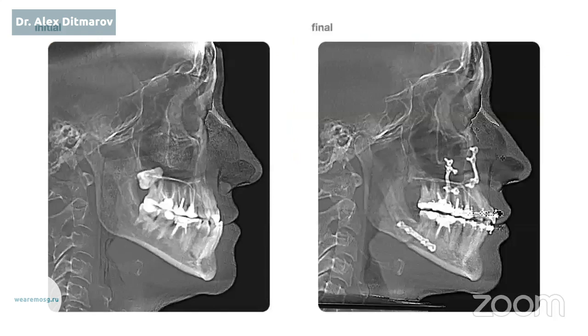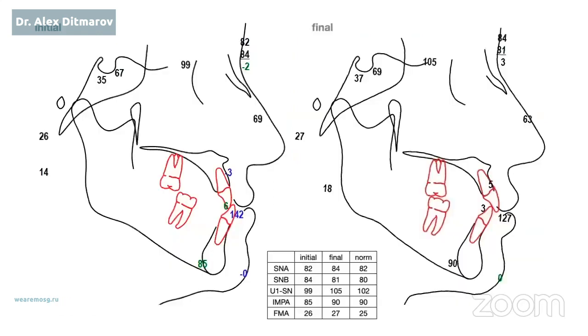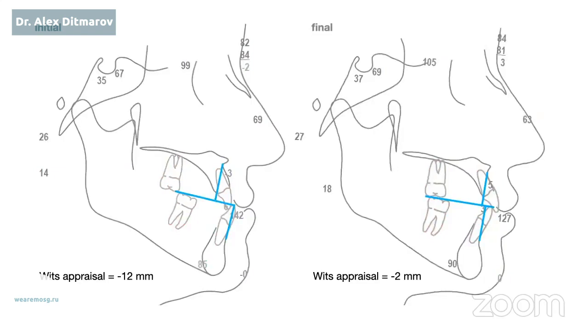This is before and after cephalometric images, and these are the tracings, initial and final. So we can see that lower incisors were slightly tipped forward. We went from 85 degrees IMPA to 90 degrees IMPA, and similar changes with the inclination of the upper incisors as well. So her Wits appraisal changed from minus 12 millimeters to minus 2 millimeters, which is much closer to the norm.